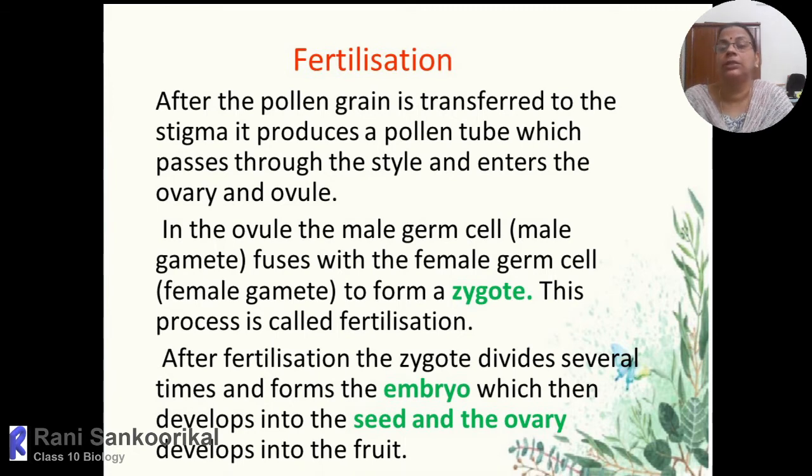The male gamete will fuse with the egg and form a single cell. That single cell is called a zygote. The process of formation of the zygote by the fusion of the pollen's male gamete with the egg of the plant is called fertilization. And after fertilization, what will happen? The zygote, which is a single cell, will divide many times and gradually transform into an embryo, which then develops into seed.